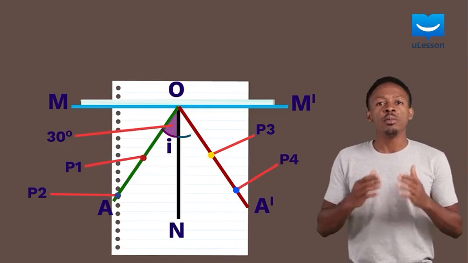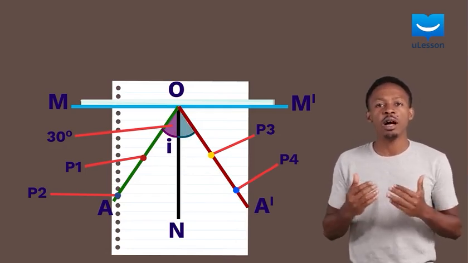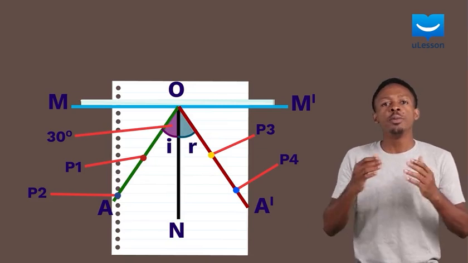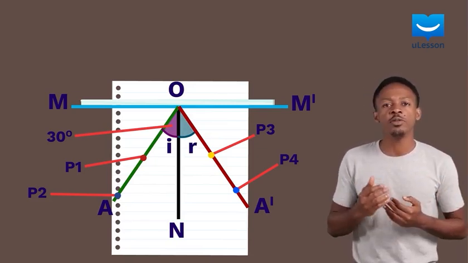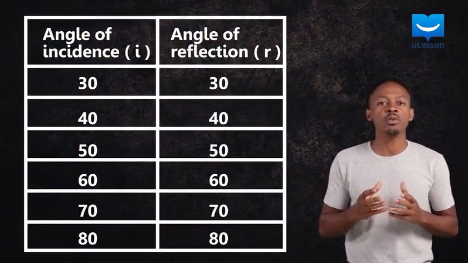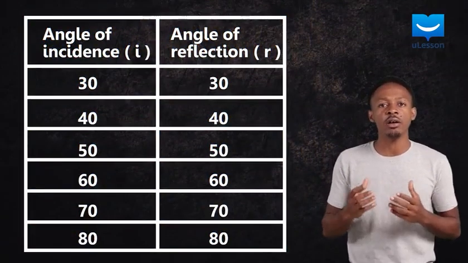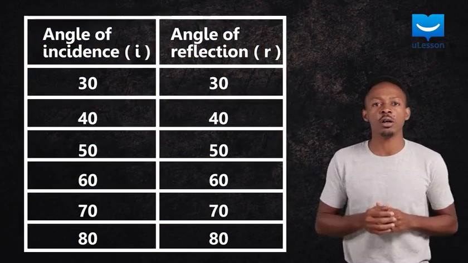The angle between ON and OA' is the reflected angle R. Repeat this process for incident angles of 40, 50, 60, 70, and 80 degrees, and make tables of the angles I and R, and what you would notice is that for each case, I is equal to R.